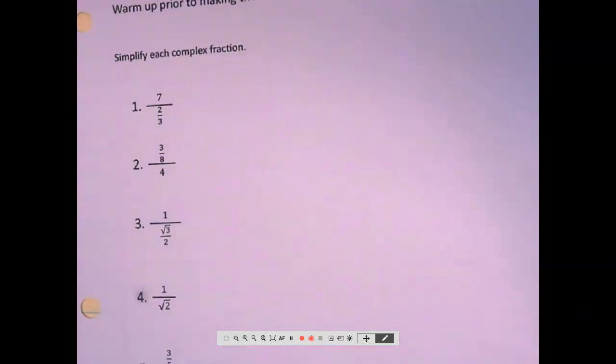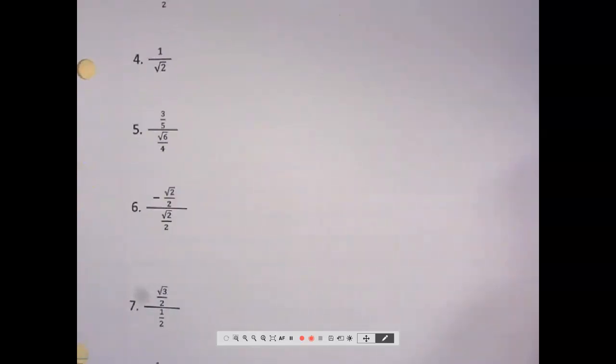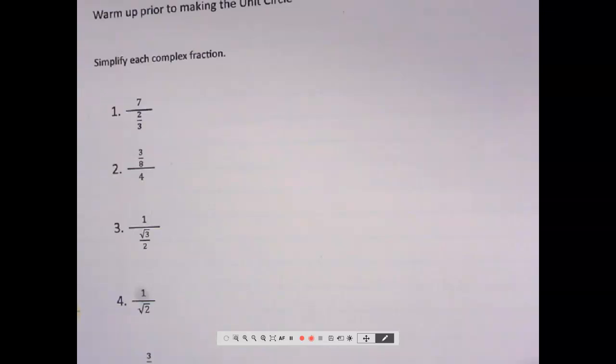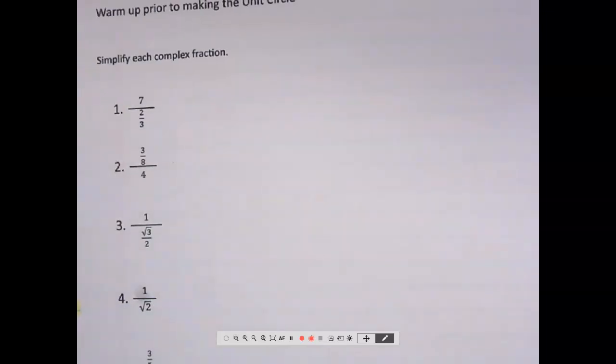All right, then we are going to, before we actually make our unit circle, which you should be very excited about, I have a warm-up for us because we're going to be dealing with some fractions today. So I have 8 problems that are called complex fractions. What's a complex fraction? Not simple. Fractions within fractions. Okay, and we're going to simplify these 8 and then we'll go on with the lesson.